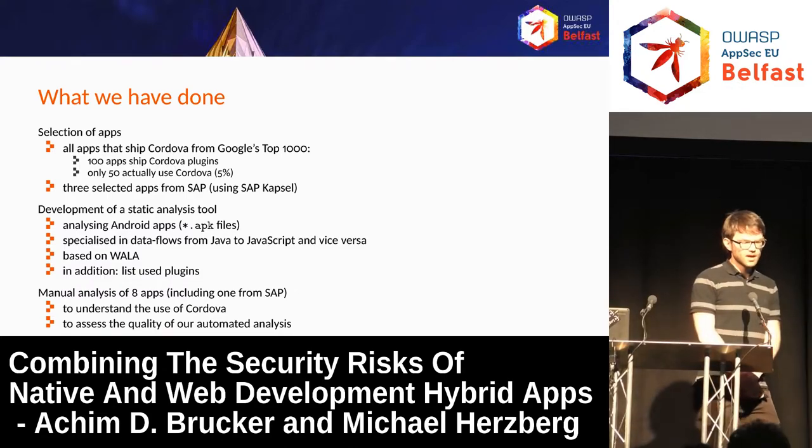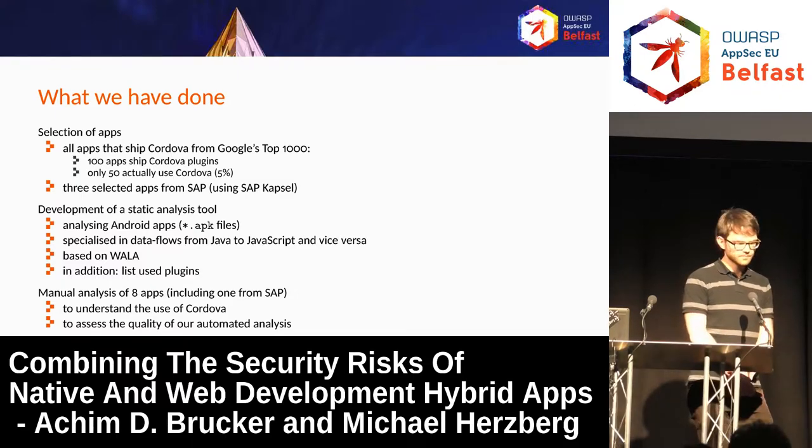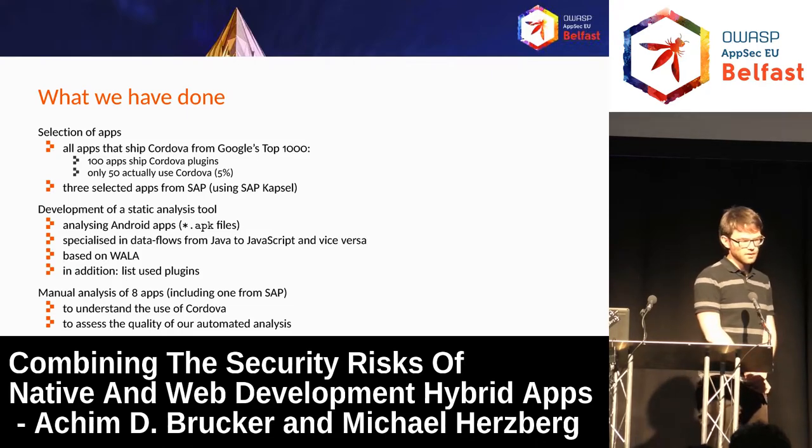So we took a closer look at the top 1,000 apps in the Google Play Store, and we found that around 10% of these apps ship parts that we identified to be part of the Cordova framework. But we also noticed that only half of these actually make use of Cordova. So quite a few of these apps ship plugins or other parts of this framework, but don't actually use it. Maybe because it ships as part of another library they use, we don't know. And we also had a closer look at three apps from SAP that use the SAP Capsule version of Cordova.